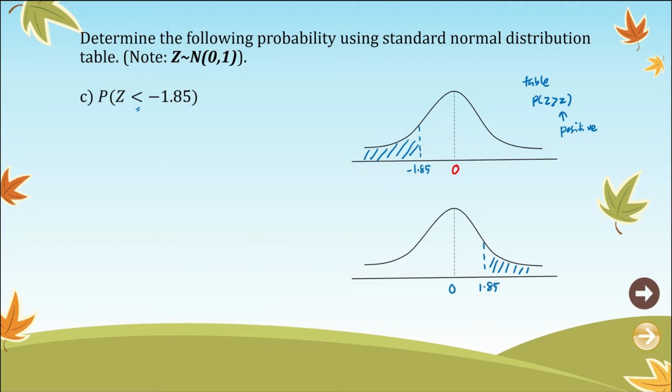So from here, we can read from the table and get this value. We can conclude that P(Z less than negative 1.85) is equal to P(Z greater than 1.85). It gives the same area and the same value. Let's read from the table.